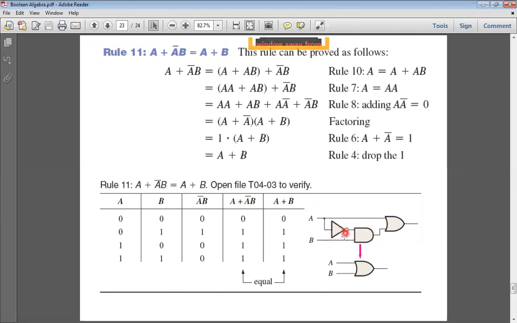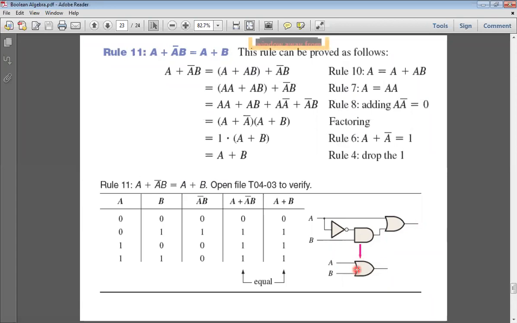So how do you implement A plus A bar B, which is the left hand side? We need one NOT gate. So this is the NOT gate, this is the A. After the NOT gate, what we get is A bar, and this is an AND gate, to which B is the other input. So the output of this AND gate is A bar B, and the A bar B is added with A. So take this result OR with A. So this is A plus A bar B, which is the left hand side of the equality.